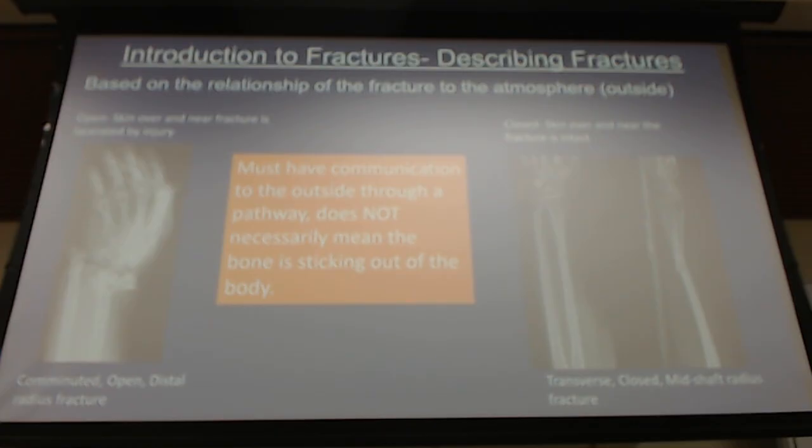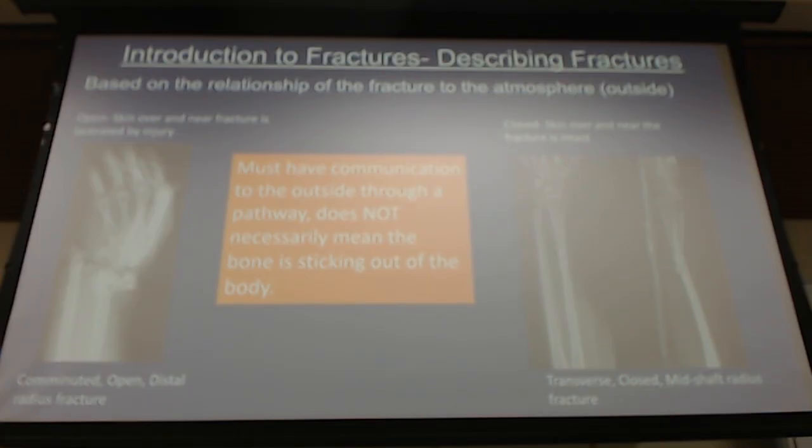In the case of that distal radius fracture on the left, there is a lot of comminution and shortening of that fracture. Can you see that? Left side. Okay. Now, if the skin is intact over the fracture site, then that's a closed fracture. If the skin is open, then that is an open fracture.